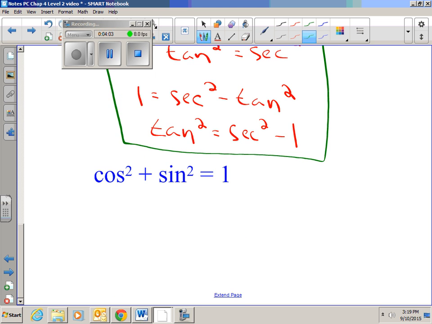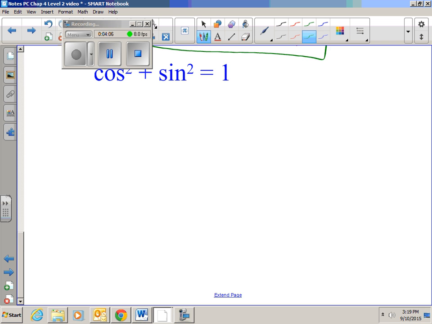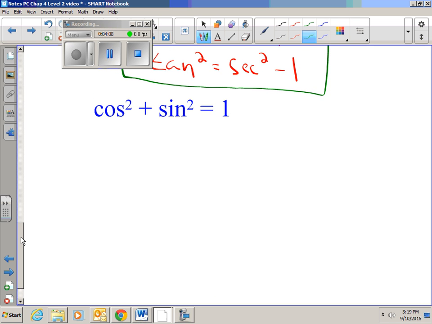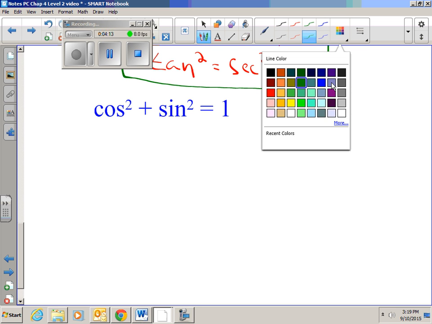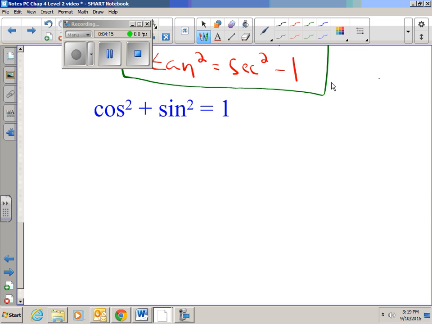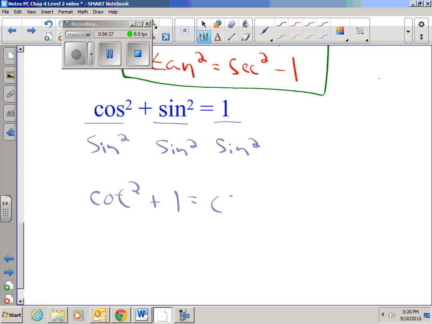And lastly, I'll do this real quick because it's the same idea. I can take my original equation, cosine squared plus sine squared is equal to 1. I'm going to switch colors here and get something new. Let's try this bluish one. I'm going to divide each of these not by cosine squared this time, but by sine squared. When I do that, I get cosine squared divided by sine squared is cotan squared. Sine squared divided by sine squared is 1. And 1 divided by sine squared is the reciprocal of sine squared, which is cosecant squared.